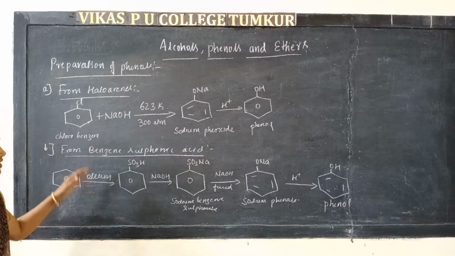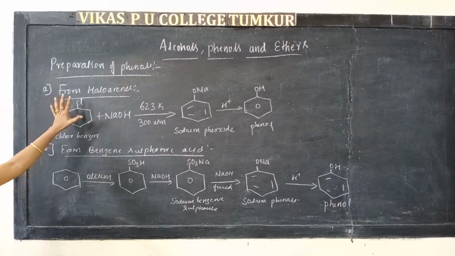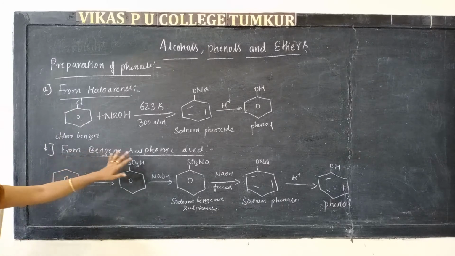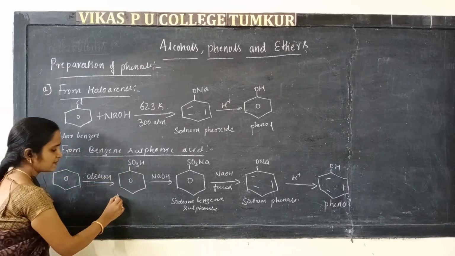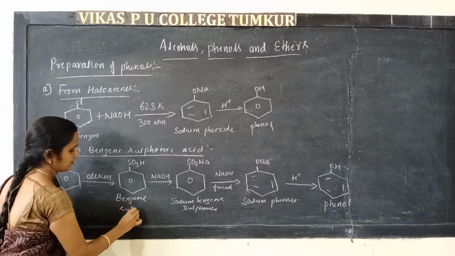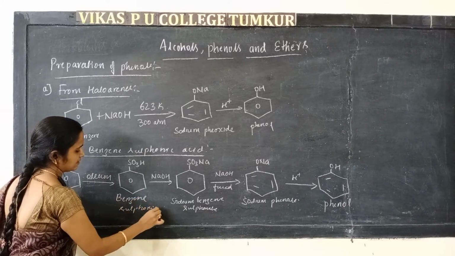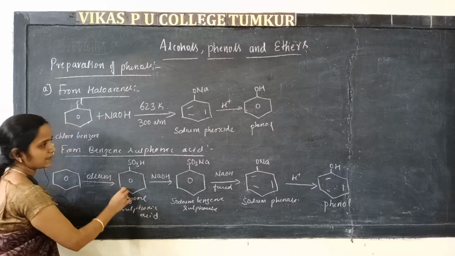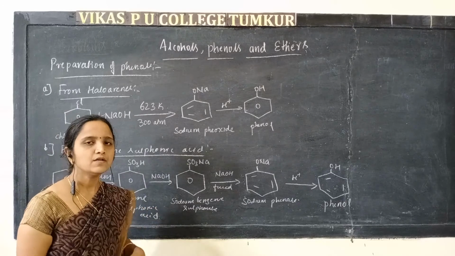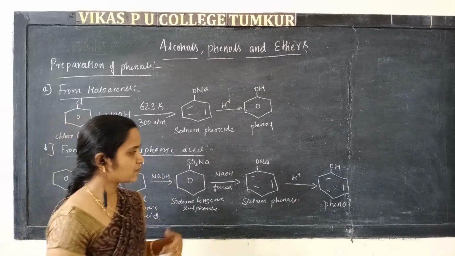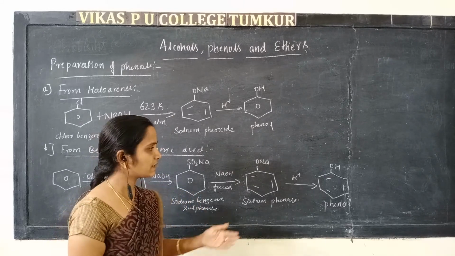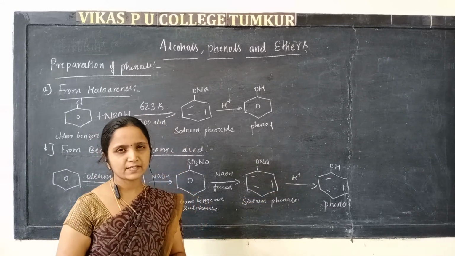First we used haloarene in the preparation of phenol. In the next method, we used benzene sulfonic acid. By using this also, we can prepare phenol. The benzene sulfonic acid is fused with sodium hydroxide. At that time, sodium phenate is formed, which on further acidification gives phenol.